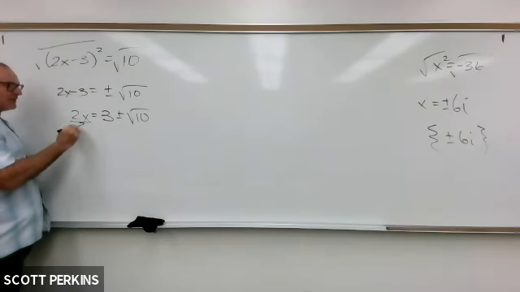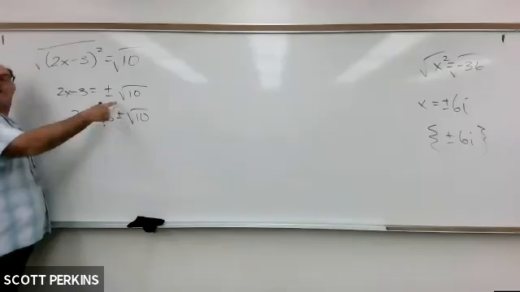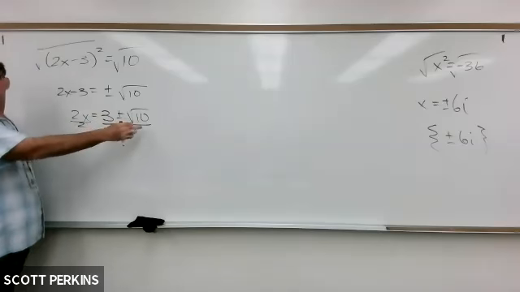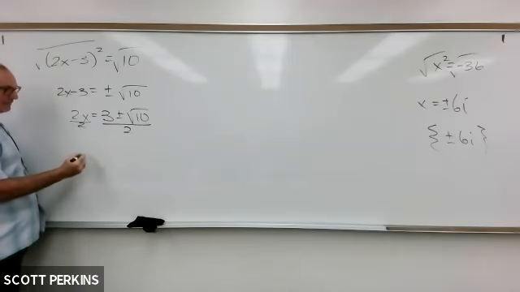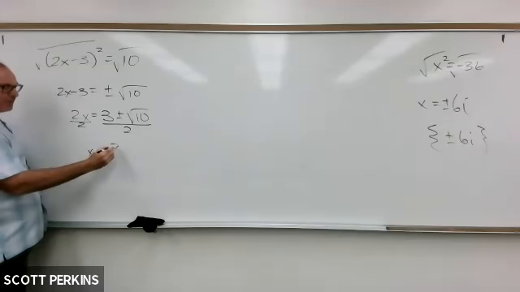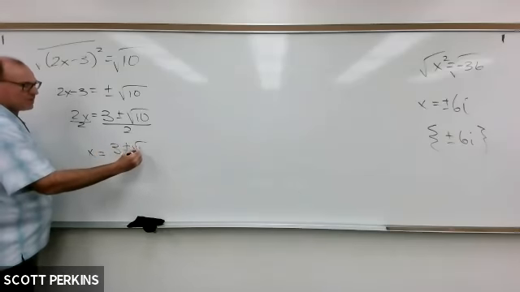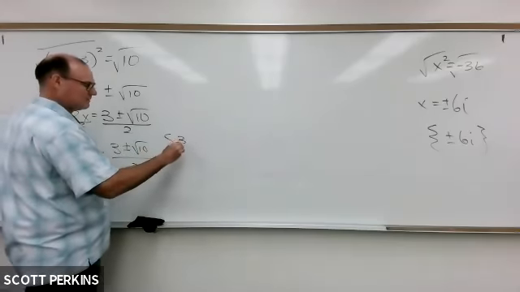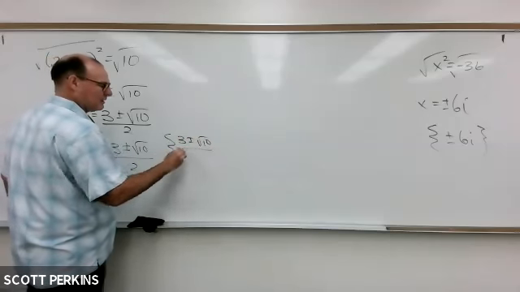And then the last thing is I'm going to divide by 2. And when I divide over here, you divide the whole thing by 2. Not just the 3, not just the square root of 10, the whole thing. And so my solutions are 3 plus or minus square root of 10, all over 2. I'm going to put that in some squigglies. And I'm done.